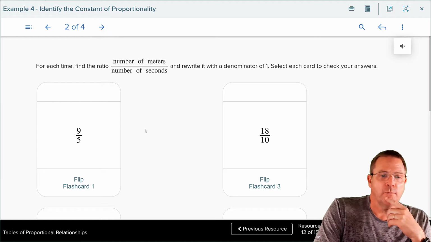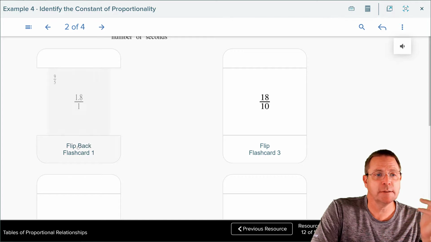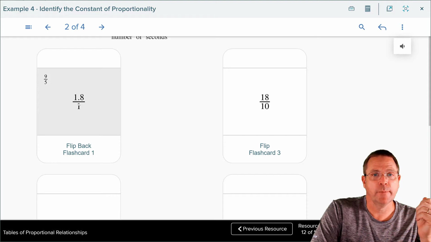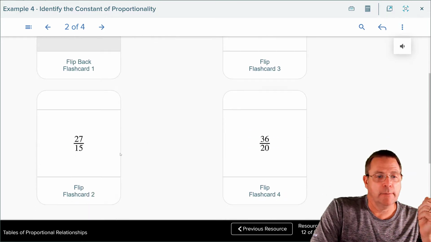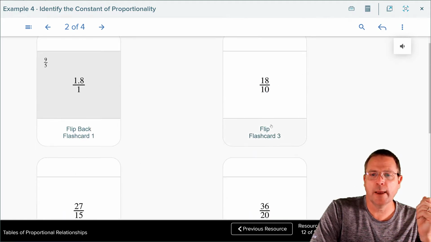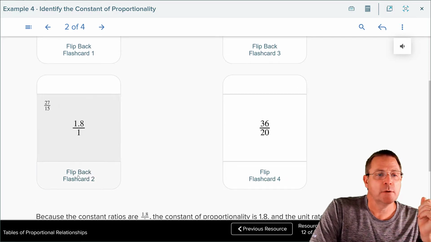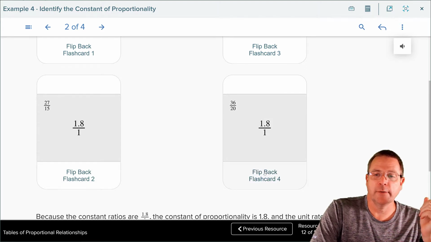So, the very first card set us up with 9 to 5. It traveled 9 meters in 5 seconds, and that one simplifies to a 1.8 to 1 ratio. The next slide did 27 meters. That's strange. I think they have their order mixed up. 18 meters to 10 seconds. And when we simplify that, you get the same 1.8 to 1 ratio. The third slide, you simplify, get the same answer. The fourth slide, you simplify and you get the same answer.